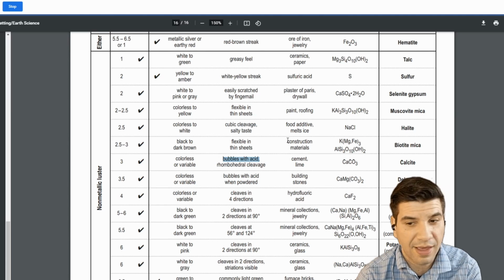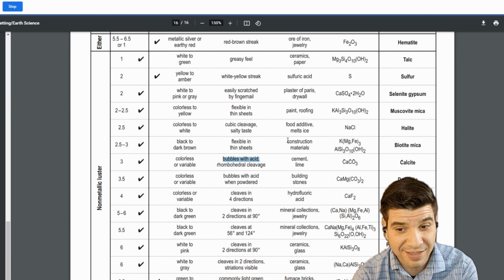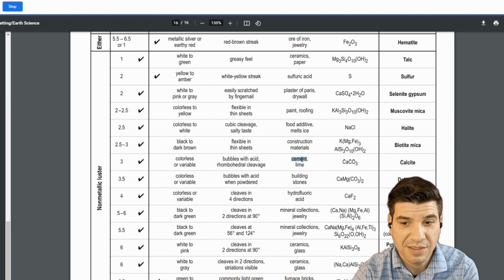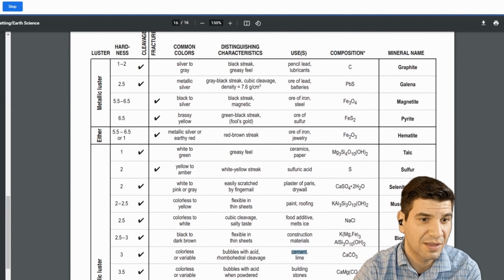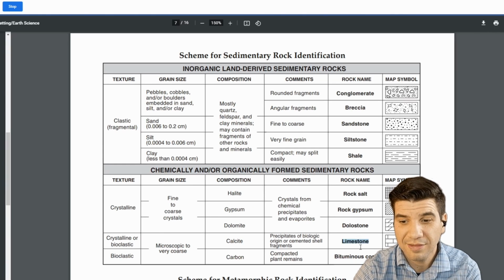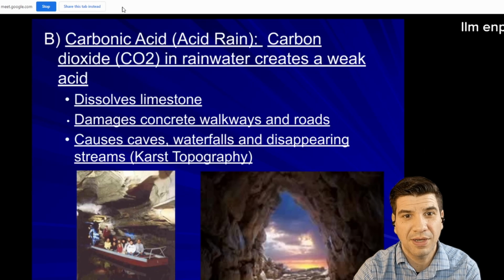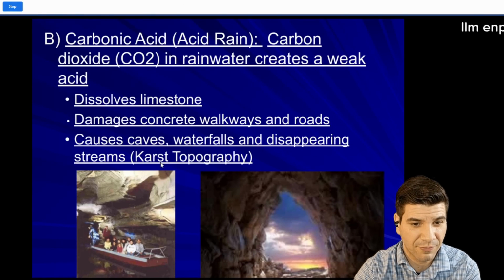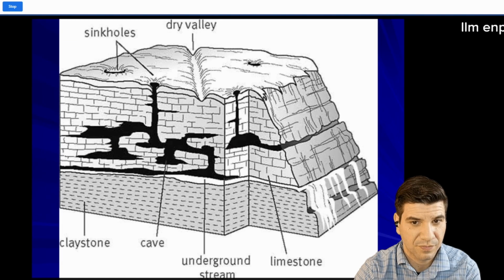So what does all that mean? Acid can eat away at calcium carbonate, which is cement, and which is, we're getting there, limestone. Seems a little bit complicated, but if you think about it, this is where caves come from.